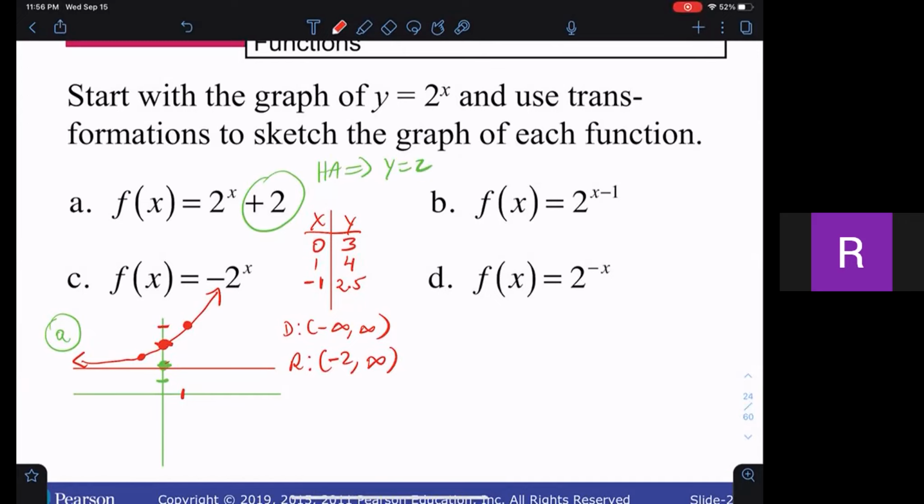So now you can do B. This is a vertical shift, right? Because you went up. And this is going to be a horizontal shift, right? Horizontal shift.